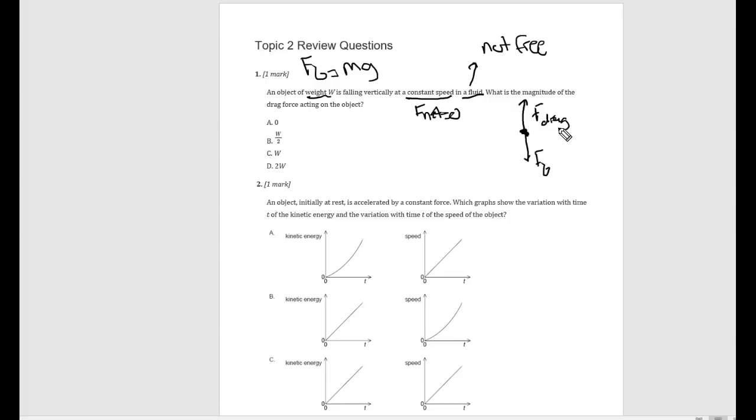So F drag must equal the force of gravity in order for this to be true. The question says, what is the magnitude of the drag force acting on the object? Well, that's equal to the force of gravity, which is just the weight. And so the answer here is going to be C. Okay, so that's question number 1.